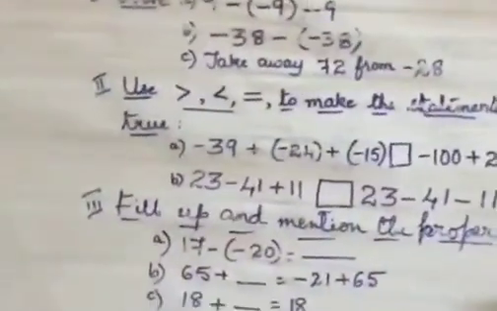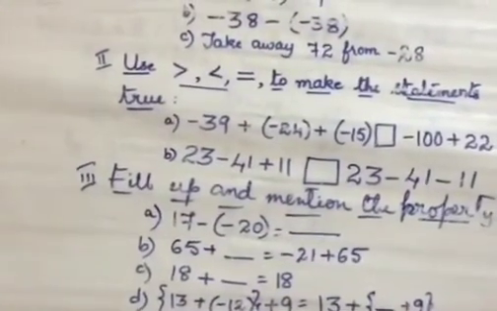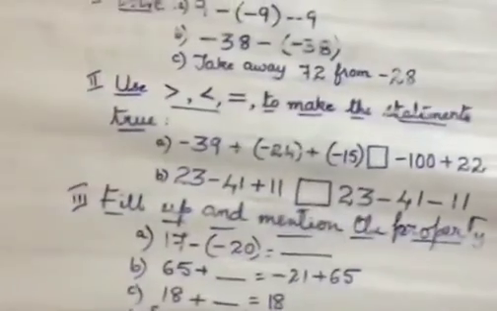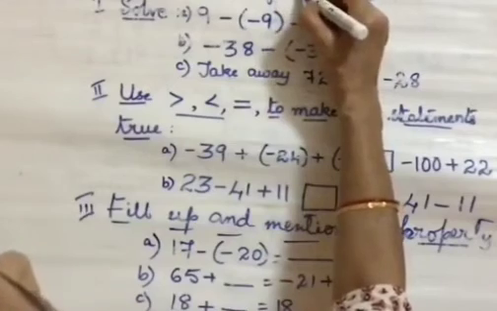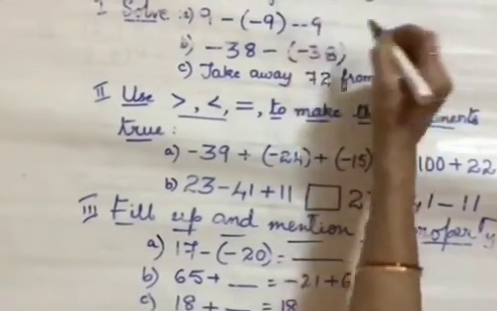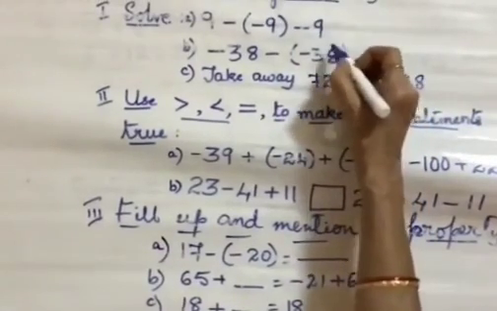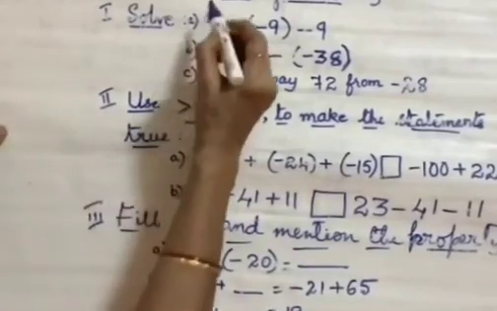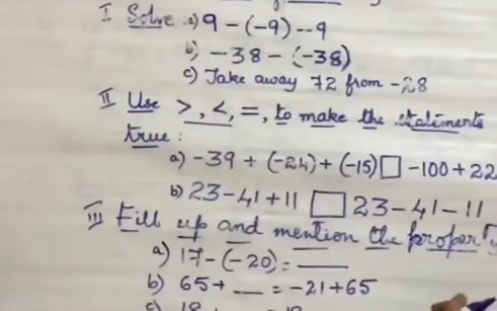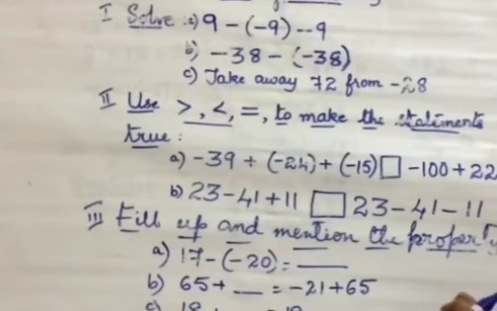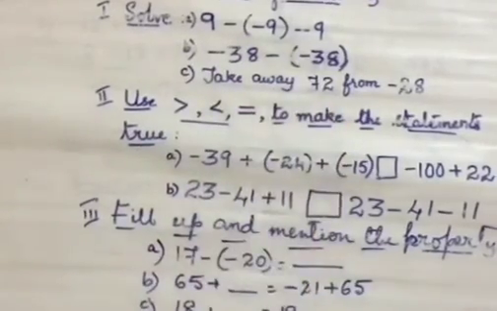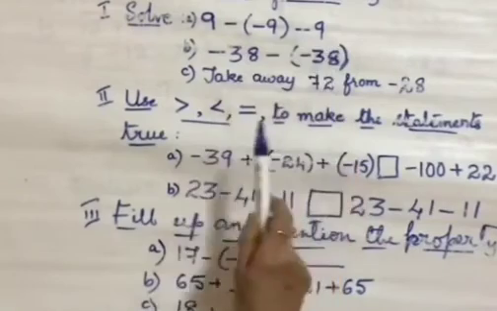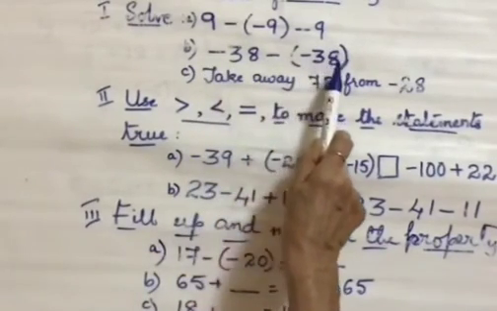So this is your assignment. Let me explain. Assignment 3. Okay, children. First one, solve. I have written solve because if I say addition or subtraction, again you will get confused with the rules. So check what the operation is and do accordingly. The first one is 9 minus of minus 9. Okay, you simplify that. Next one, minus 38 minus of minus 38.